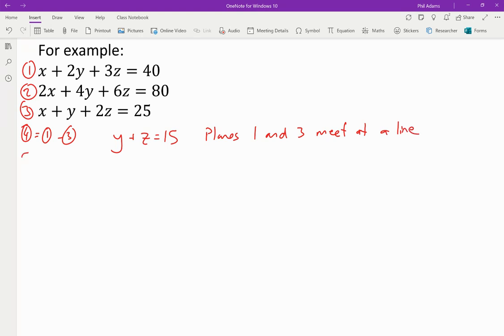And then we'll just have a look at planes 1 and 2. So I'll go equation 2 and take away 2 lots of equation 1, and you'll see that all the x's, y's, z's disappear, and 80 minus 80 is 0, so we get a true statement. So therefore planes 1 and 2 are the same.